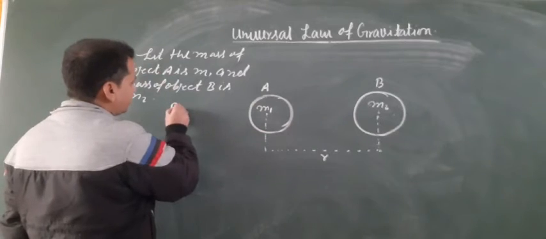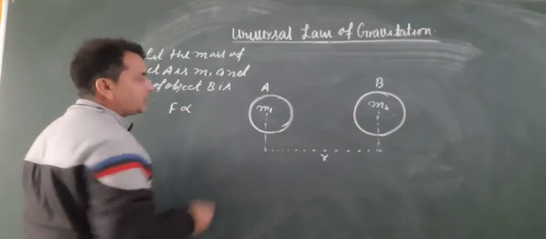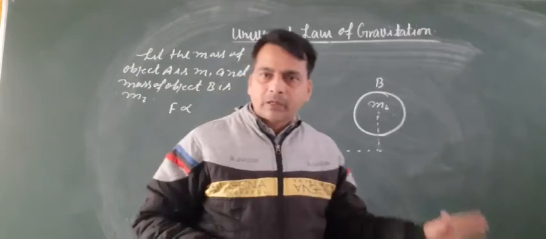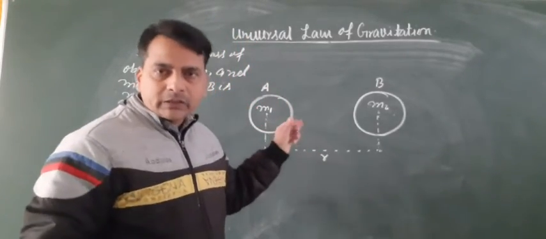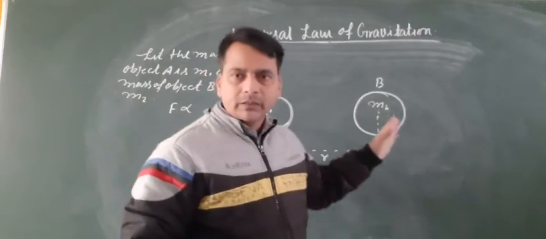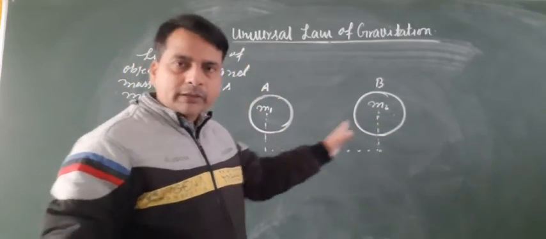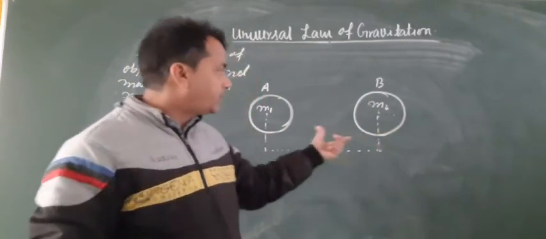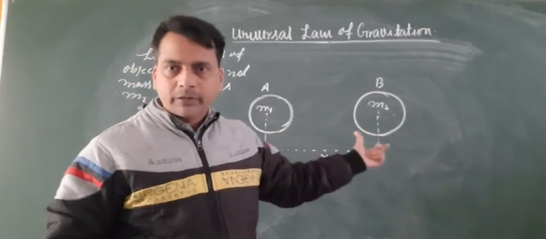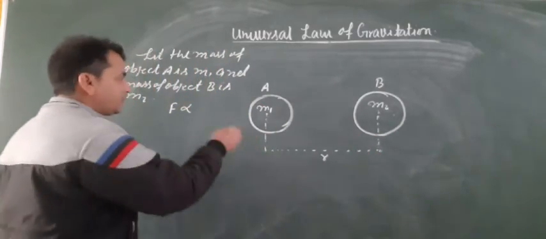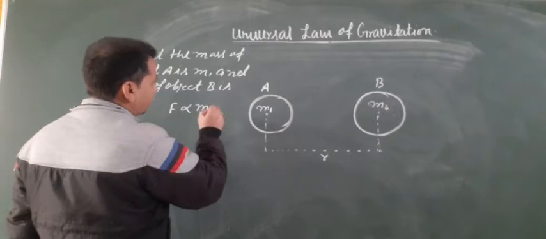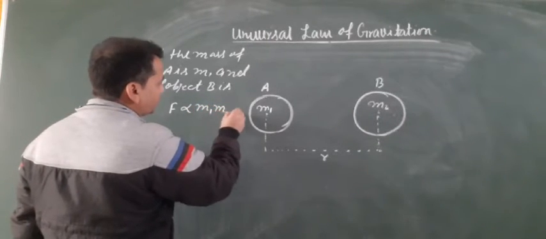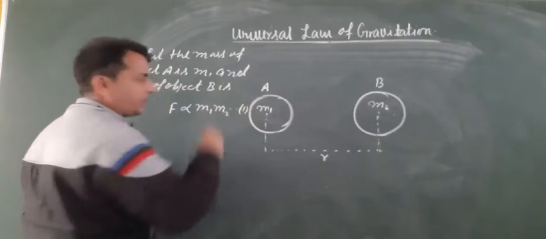So F is proportional to the product of their masses, where the mass of object A is m1 and the mass of object B is m2. Product means the multiplication of the masses of both bodies. Then F is proportional to m1 m2. That is equation 1.